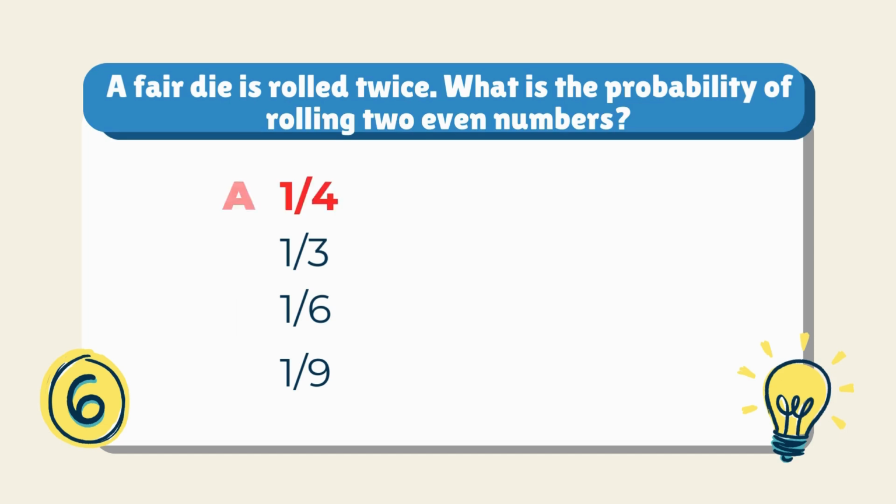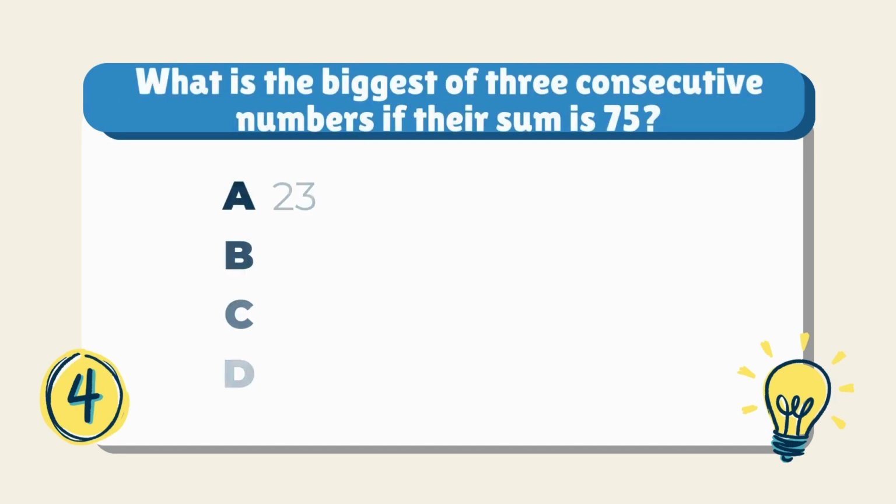Time's up. The correct answer is letter A, 1/4. Question number 7. What is the biggest of three consecutive numbers if their sum is 75? A, 23, B, 24, C, 25, or D, 26? Timer starts now.